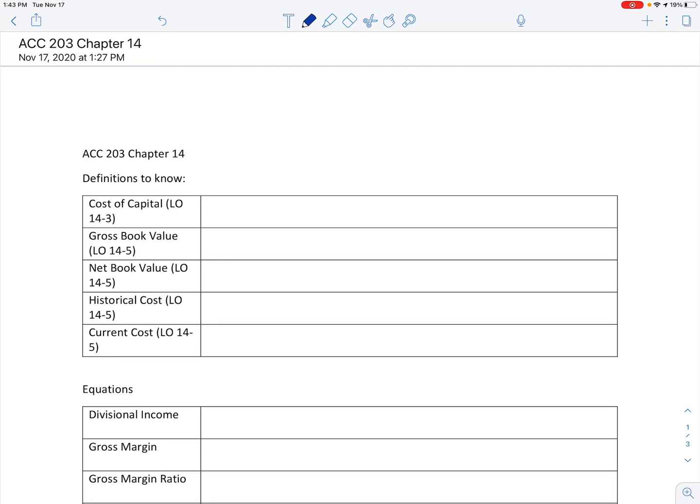In this chapter, we evaluate different performance measures such as return on investment and residual income to evaluate if our division or an investment is performing the way that we would like it to.